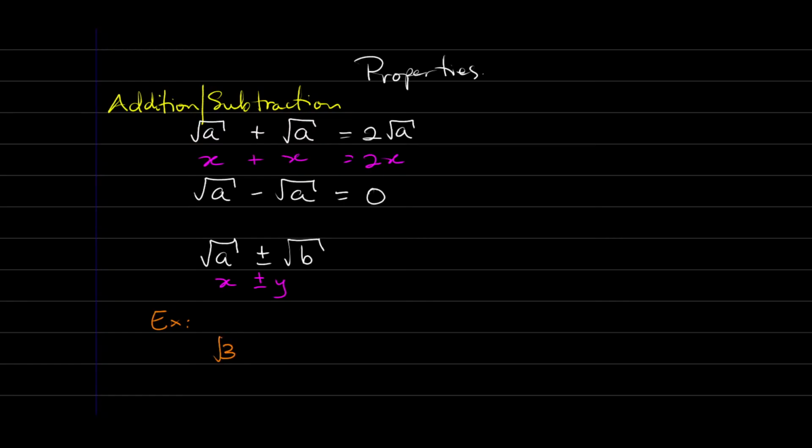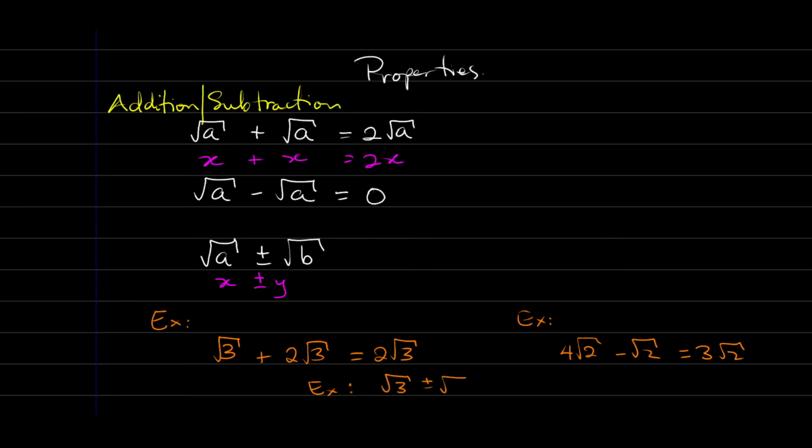Let's say 3 root of 3 plus 2 root of 3. And that is going to be 5 root of 3, right? Remember, we're just thinking of it as x. So in other words, if we have another example, and we say 4 root of 2 minus root of 2, it's just going to be 3 root of 2. Okay? And if we have another example, root of 3 plus or minus the root of 2, it's just going to remain the same, right?